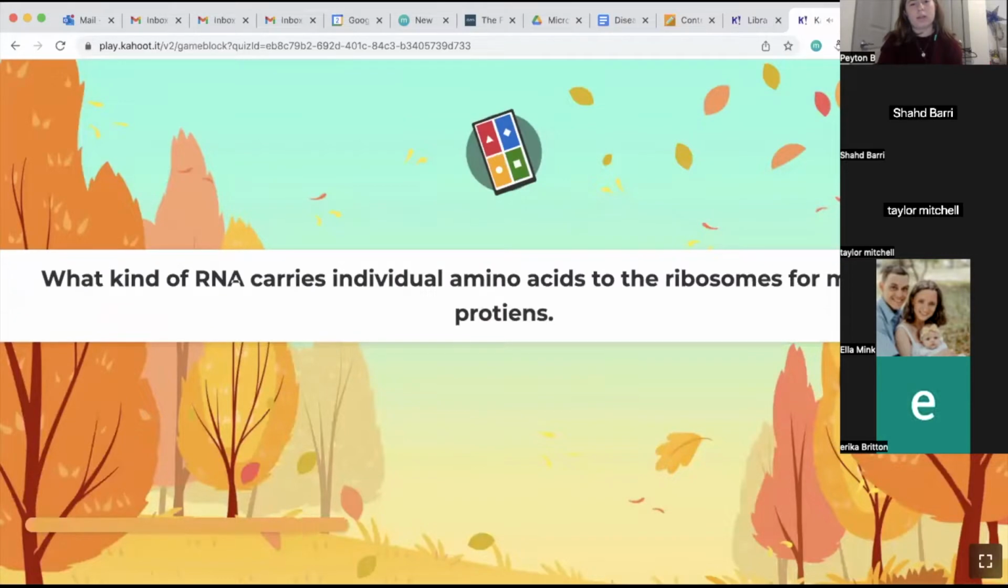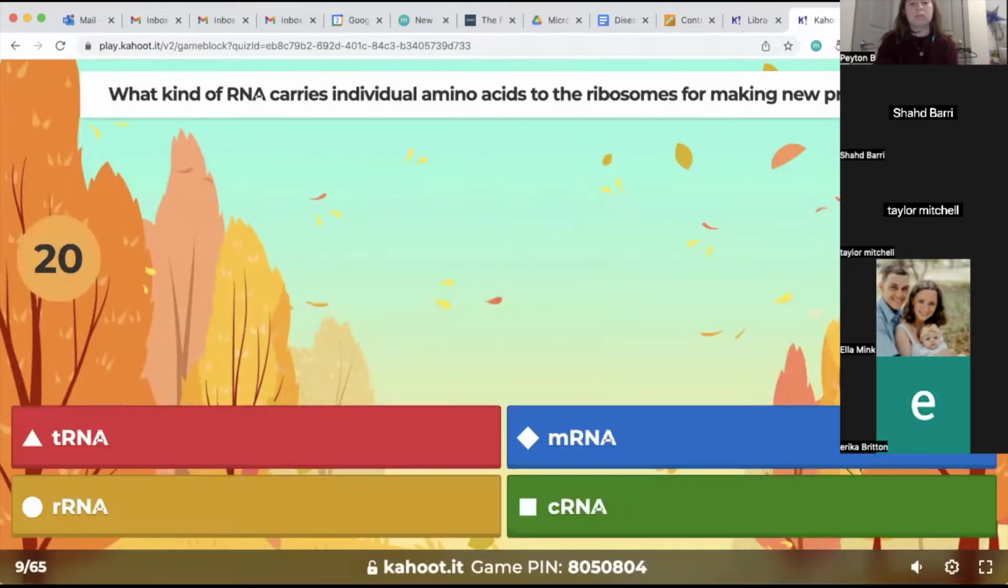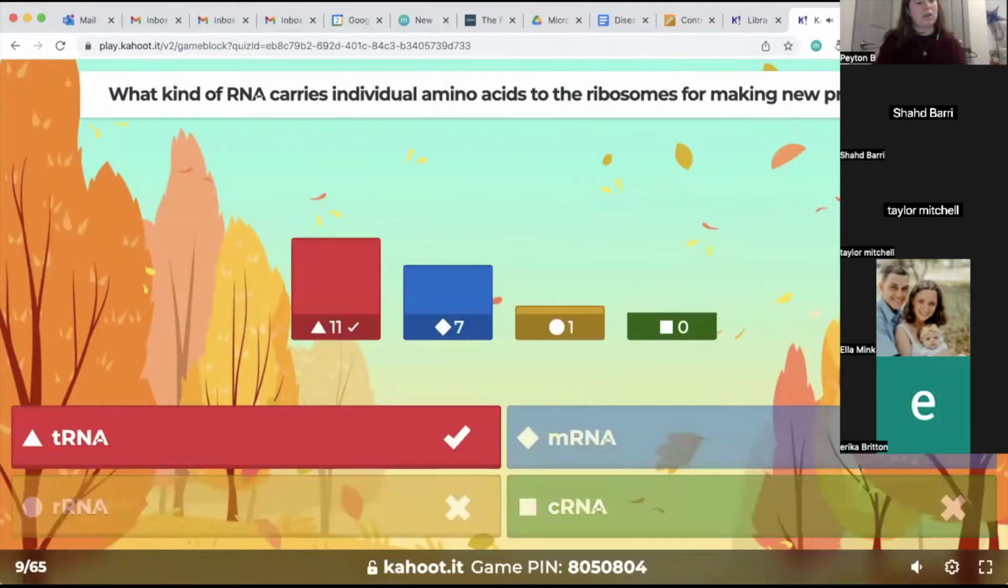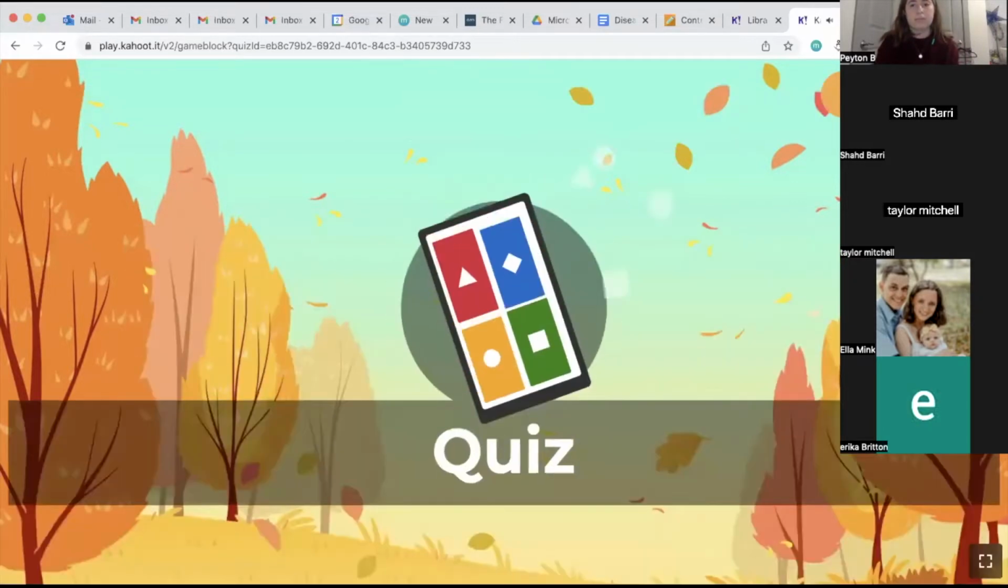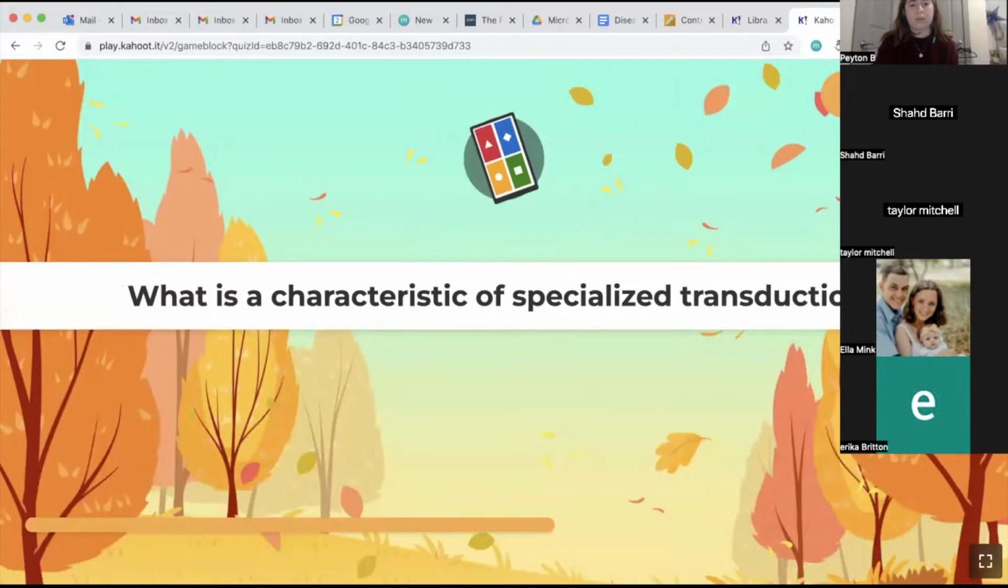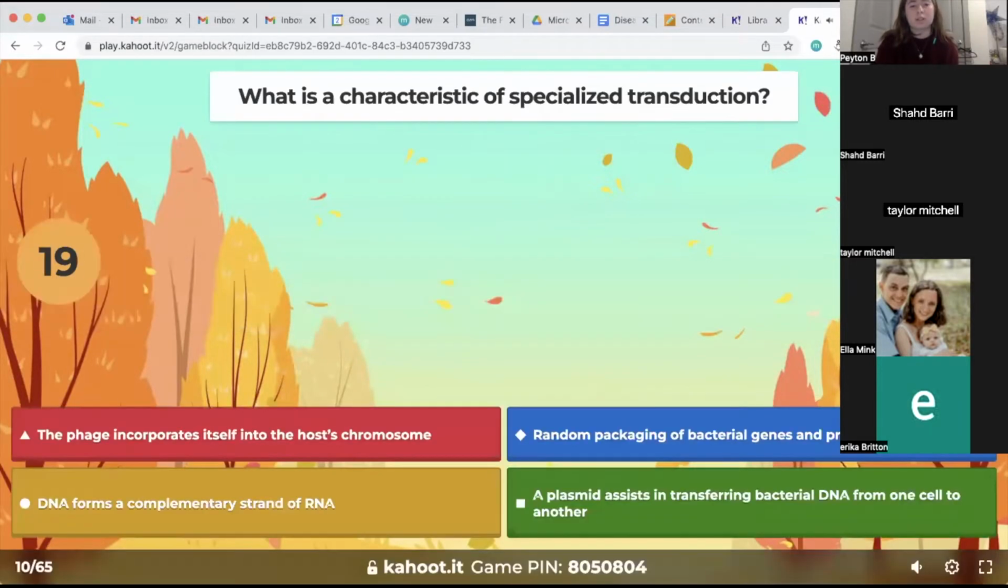All right. What kind of RNA carries individual amino acids to the ribosome for making new proteins? It is tRNA, not mRNA. It is tRNA. All right. What is a characteristic of specialized transduction?